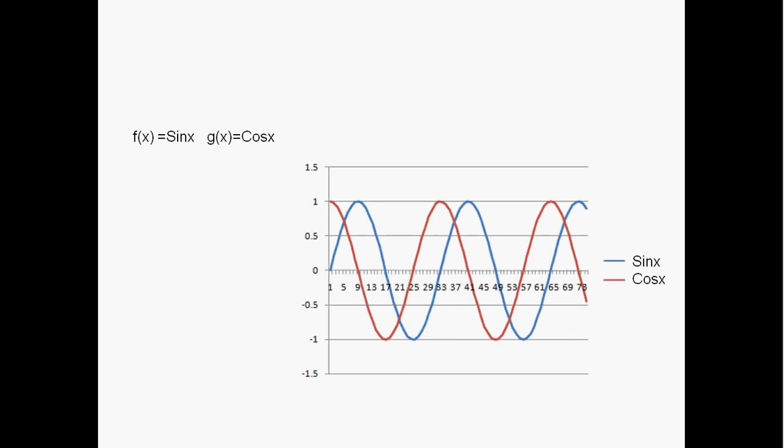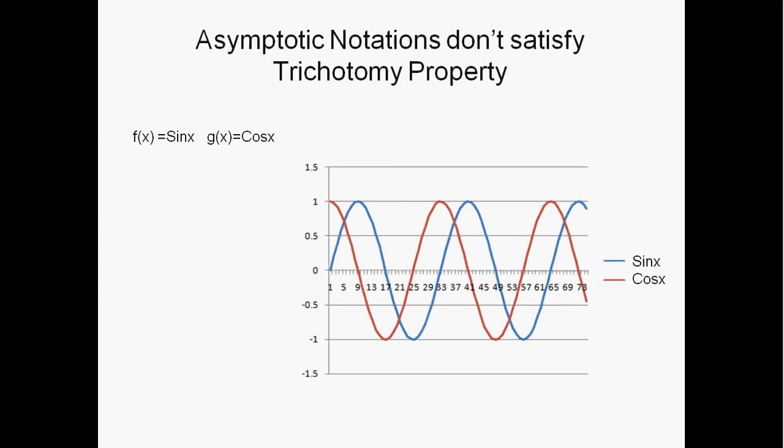You have understood almost everything. Now just one question from my side. I am giving you these two functions, sin x and cos x. Just help me find out which is in the order of which. F is in order of g, or g is in order of f. Can you do it? Let's see. If we plot the functions sin x and cos x, they will go in this way continuously. So you will ask me, then how do you come to know who is in the order of who, right? The main thing is that asymptotic notations don't satisfy the trichotomy property.